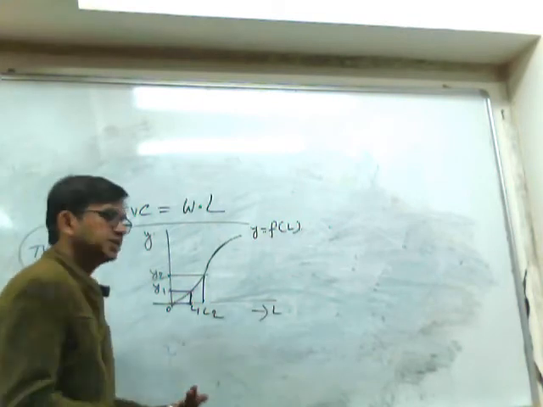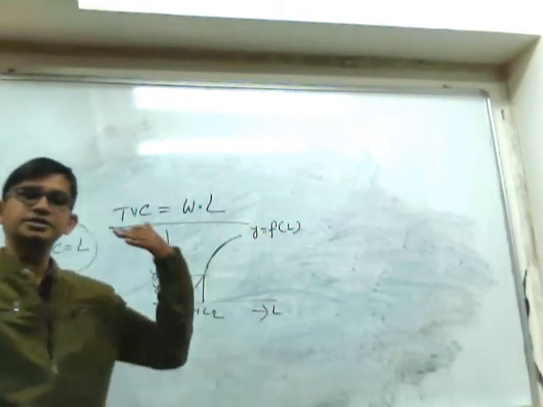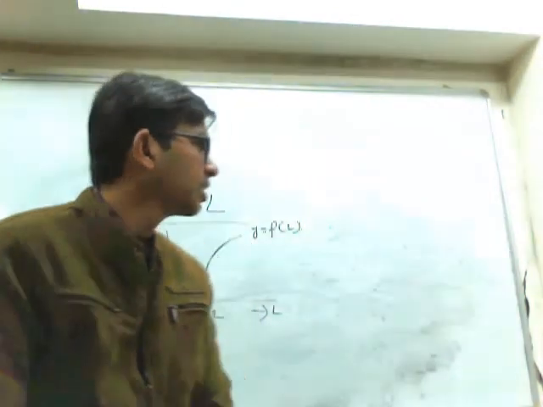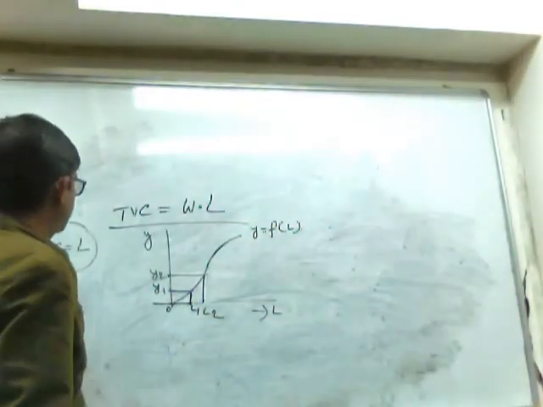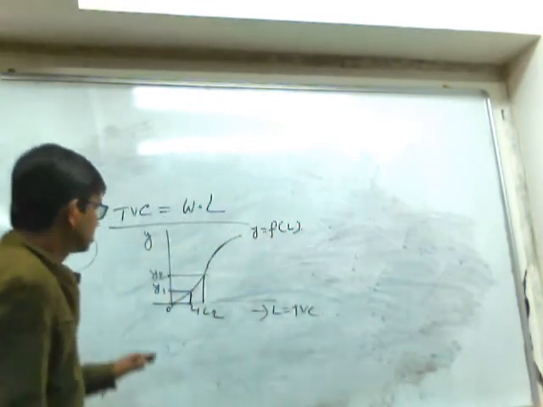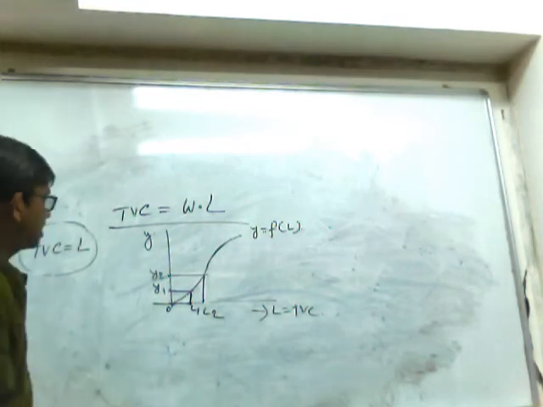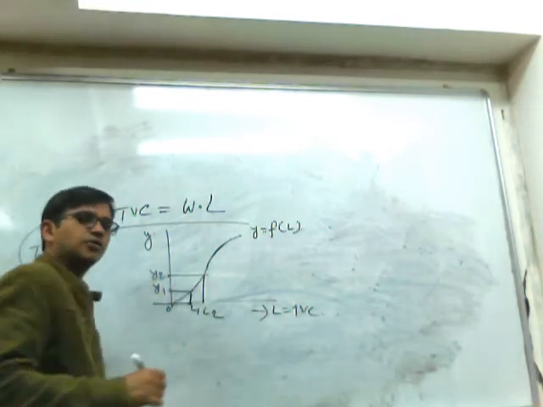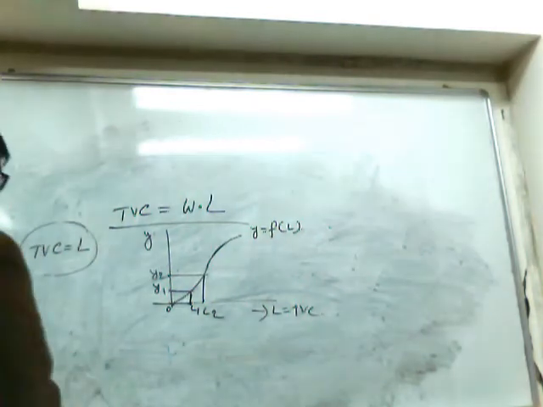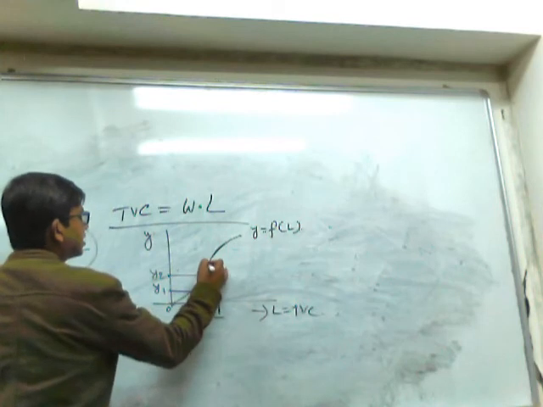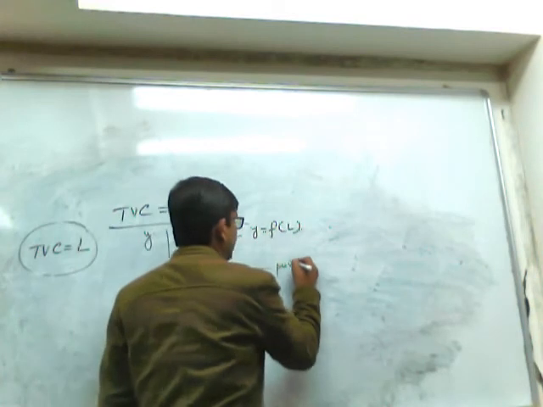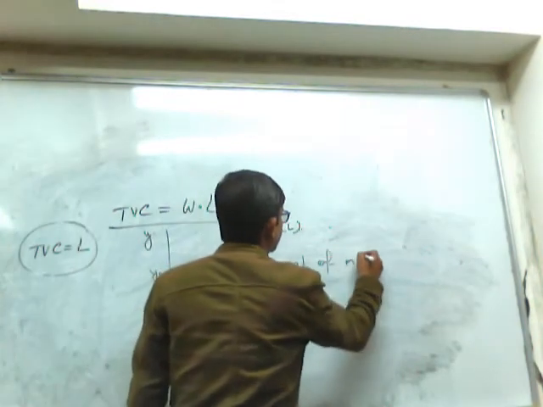So what we see, initially if we increase labor, the output will grow at a faster rate than labor. And here we have already considered TVC equals L. So this L equals TVC. So if we think in another way, initially if we increase the output, we have to increase the cost at a diminishing rate. How long will it continue? It will continue up to the point of inflection.